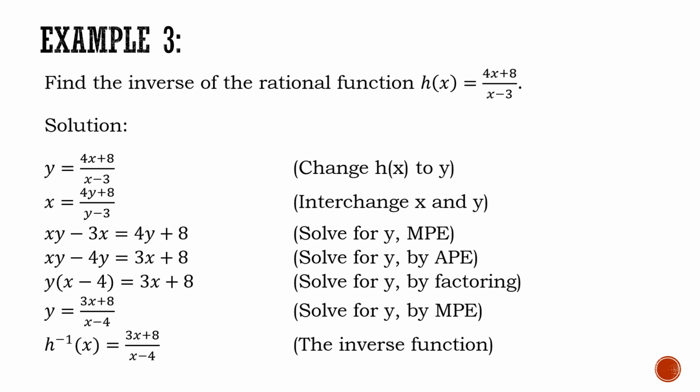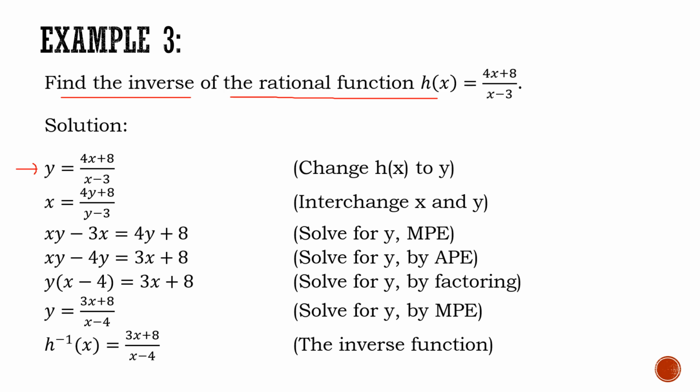So for example number 3, find the inverse of the rational function h of x is equal to 4x plus 8 over x minus 3. First thing to do is to change h of x to y. We simply replace h of x by y. So it becomes y is equal to 4x plus 8 over x minus 3.